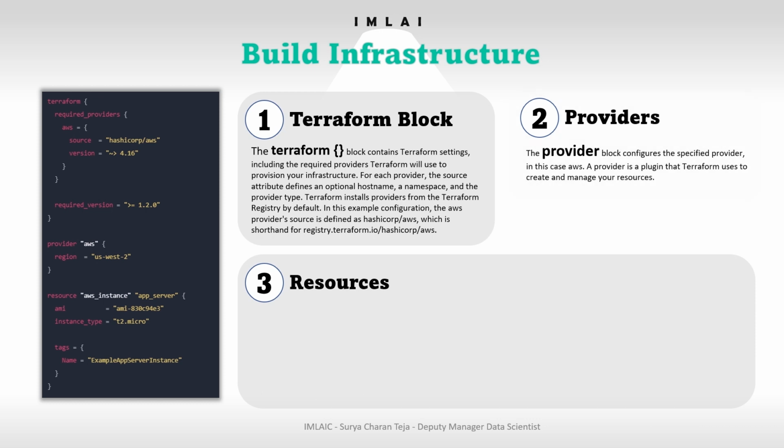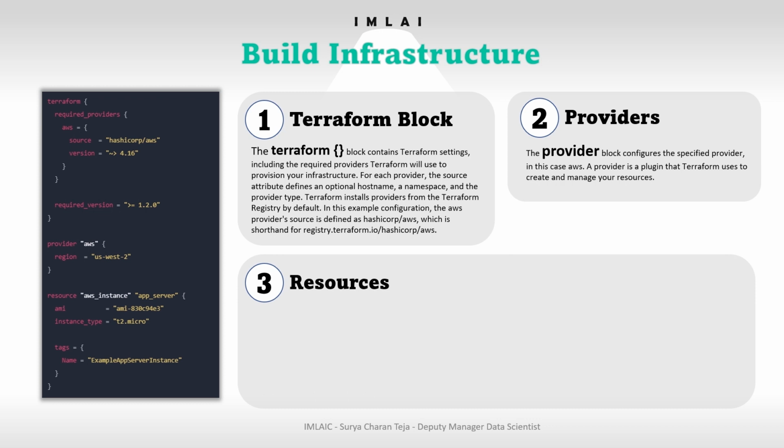The second component of a configuration file is the providers. Here is the provider block. Provider is a block type, and then you have the block label, then you have a block, and inside that you have the variable name identifier and then the value of the identifier. So the provider block configures the specified provider, in this case AWS. A provider is a plugin that Terraform uses to create and manage your resources.